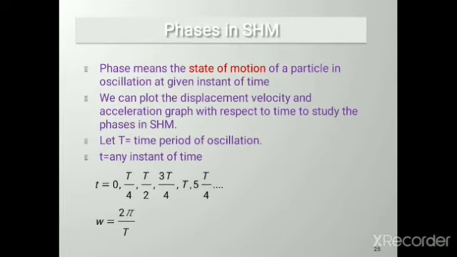Let T be the time period of oscillation and small t denotes a time at any instant. t is equal to 0, T by 4, T by 2, 3T by 4, T, 5T by 4, etc. By substituting the value omega is equal to 2 pi by T, one can find out the value of omega t.